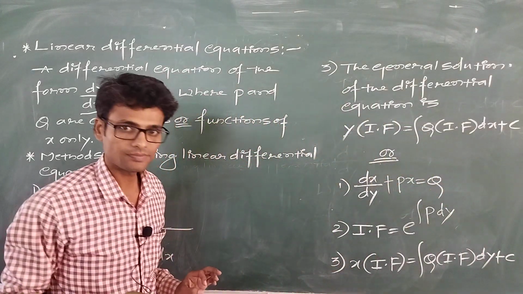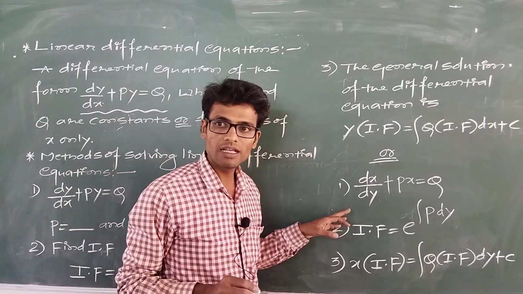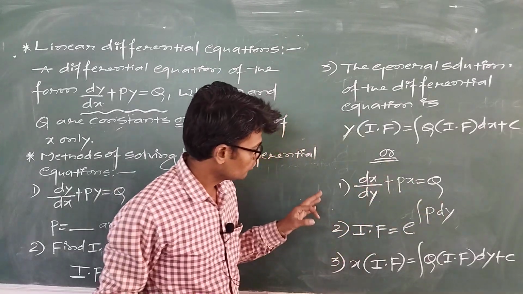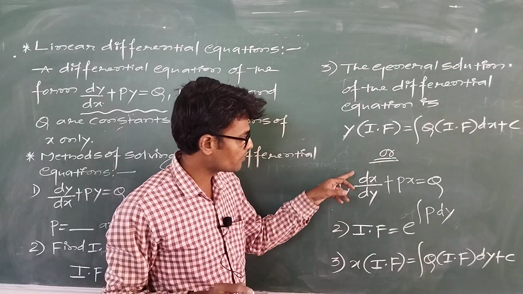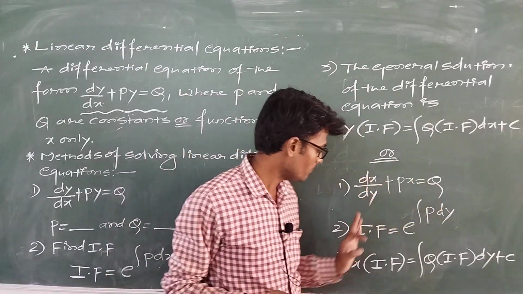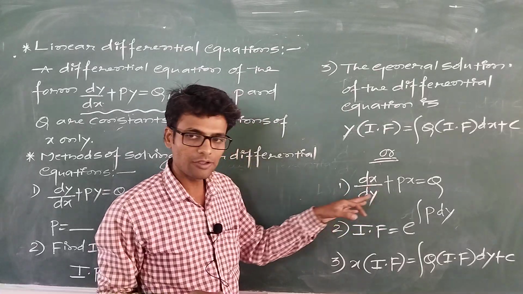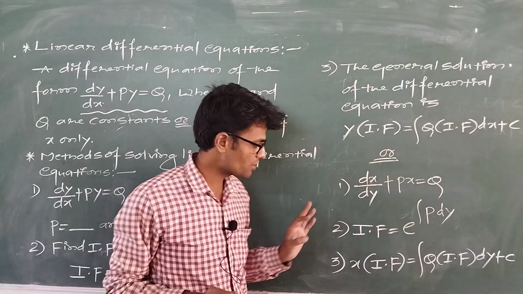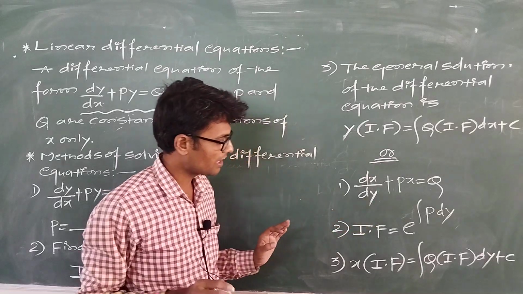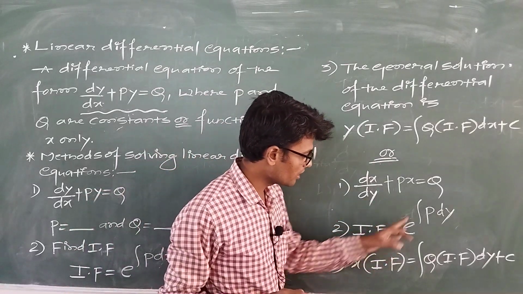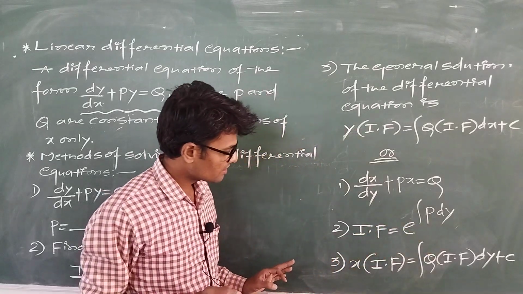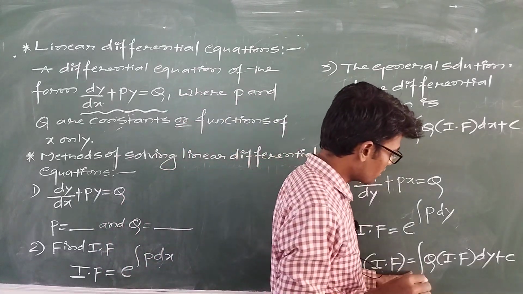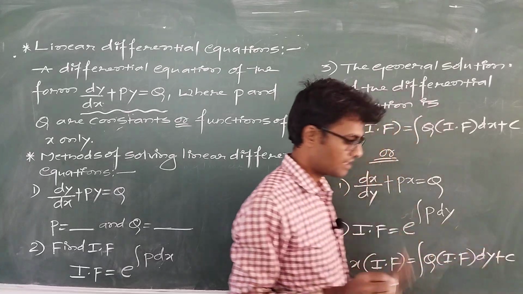This is very important. Once again, the method of solving the linear differential equation dx divided by dy plus px equal to q: reduce it to the form dx by dy plus px equal to q, write the values of p and q, and check whether they are functions of y or constants. Then the integrating factor is e raised to integration of p into dy, and as the third step, the general solution is x into I.F. is equal to integration of q into I.F. into dy plus c.